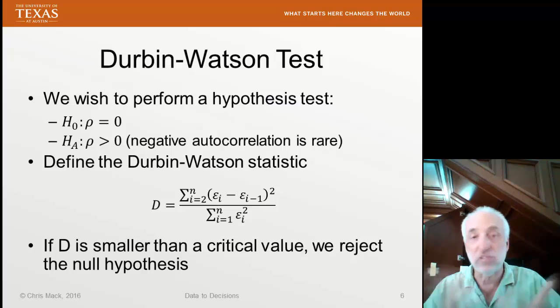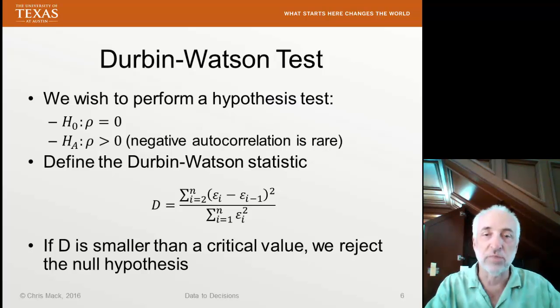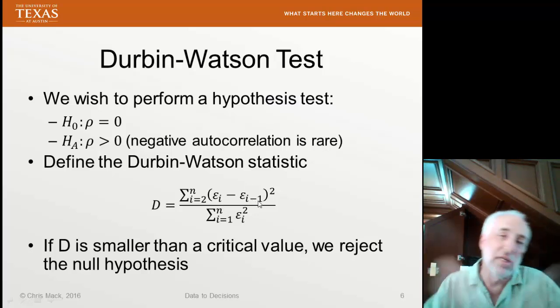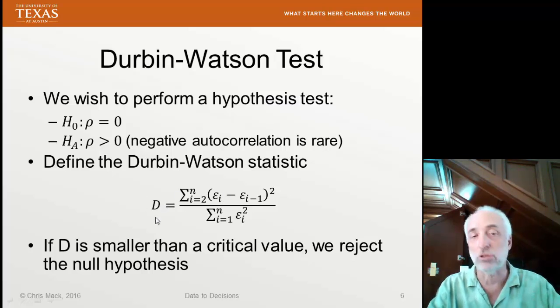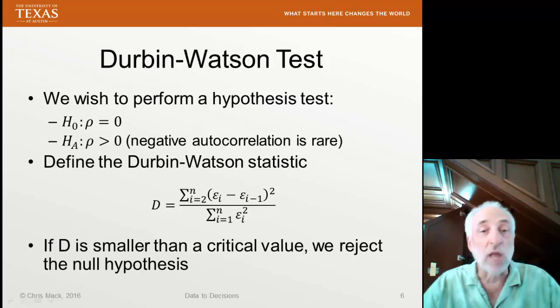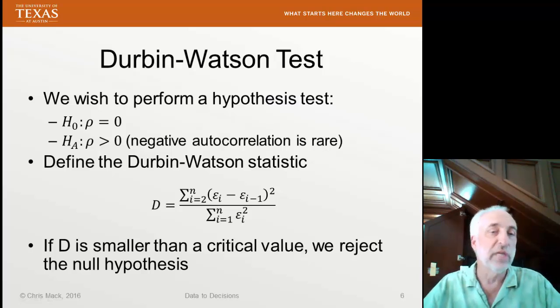When D gets larger, that means we get random variation. Sometimes epsilon i is bigger than epsilon i minus 1. Sometimes it's smaller. Sometimes it's similar. It's just random, and D is therefore a larger number. So if D is smaller than some critical value, we can reject the null hypothesis.